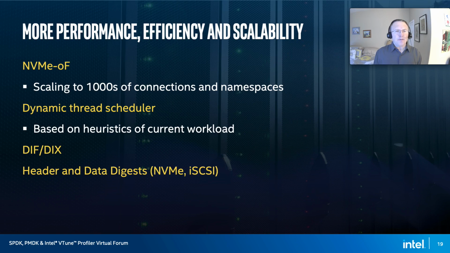And then finally, from a data protection standpoint, so continuing to look at how to make DIF and DIX more efficient within SPDK. So we're doing performance measurements there, looking, are there additional optimizations we can make? And then, as I mentioned, looking at things like header and data digest with NVMe and iSCSI. How do we leverage offloads that are available in things like Crystal Beach DMA or upcoming DSA to be able to accelerate some of those calculations?